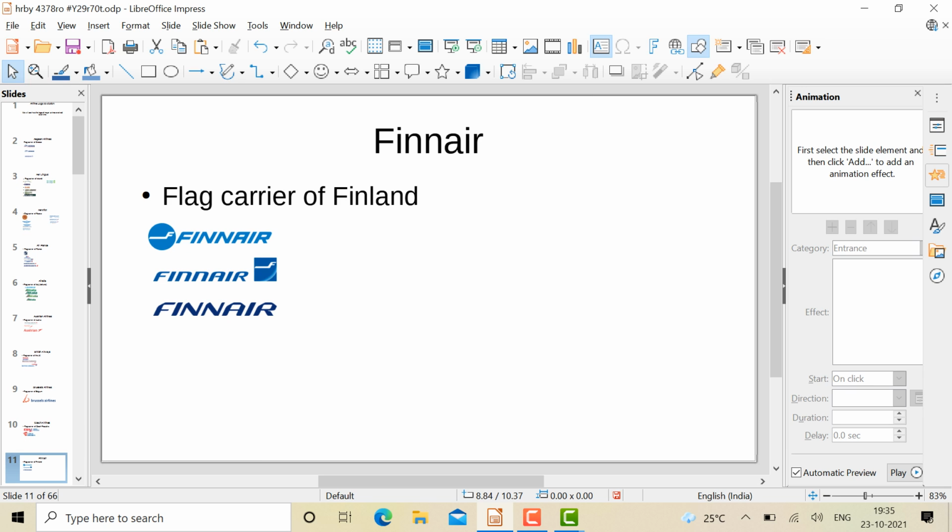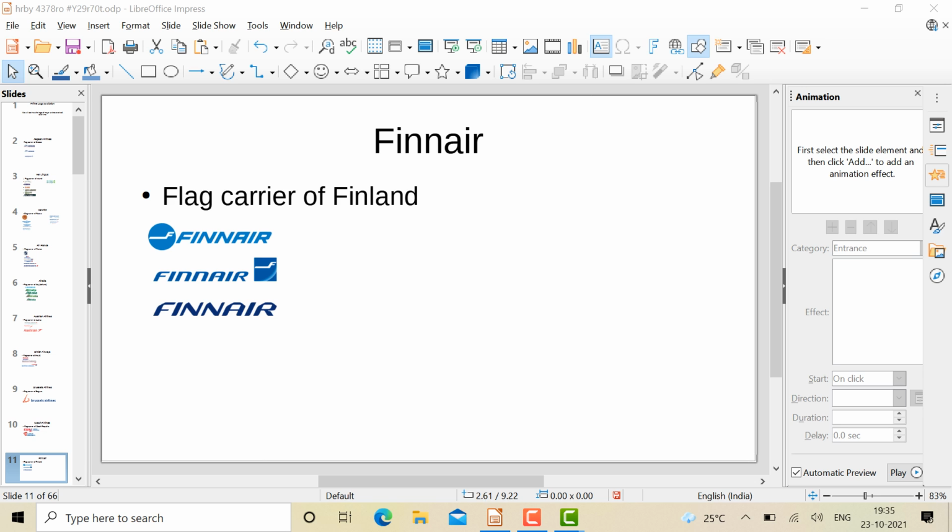And then we have Finnair, which is the flag carrier of Finland. Finland's first logo, you can clearly see a long line followed by F inside a blue circle, with the name Finnair written next to it. And then Finnair's logo changed a little bit. The font style was changed a little bit, and now the F was inside a blue square instead of a blue circle.